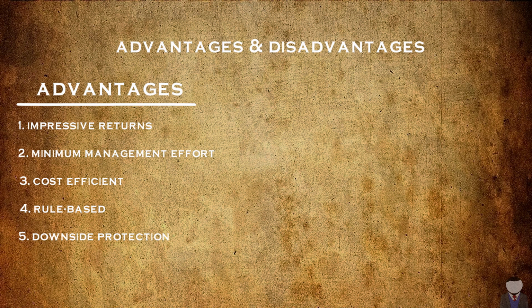Fifth, downside protection. If the market becomes a bear market, dual momentum preserves your gain instead of giving it back to market corrections. You can check performance detail during the bear market. Now let's move on to disadvantages.